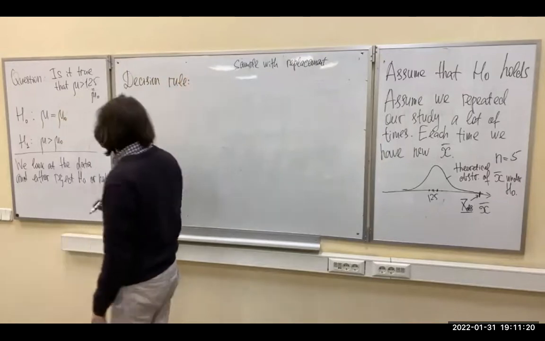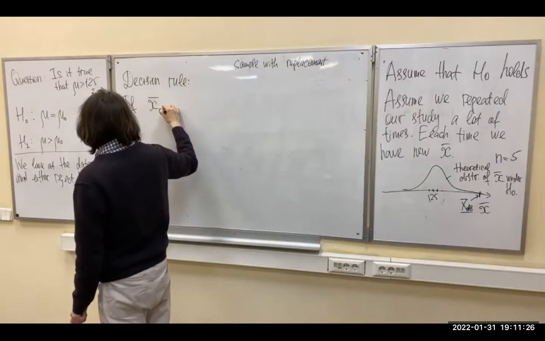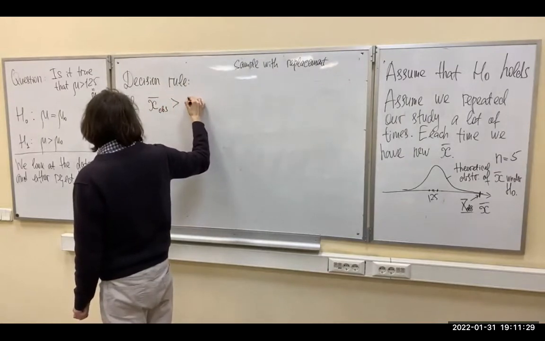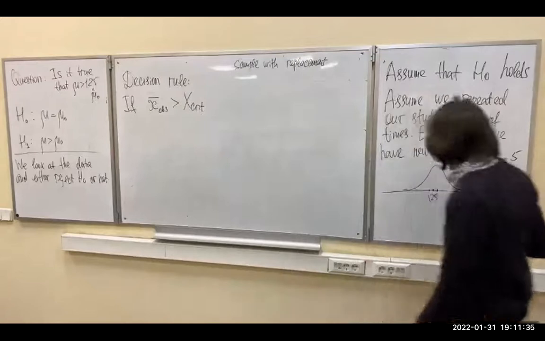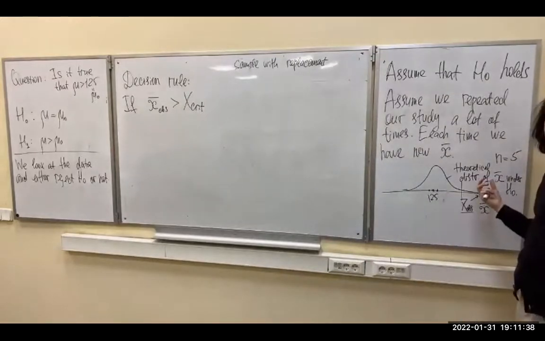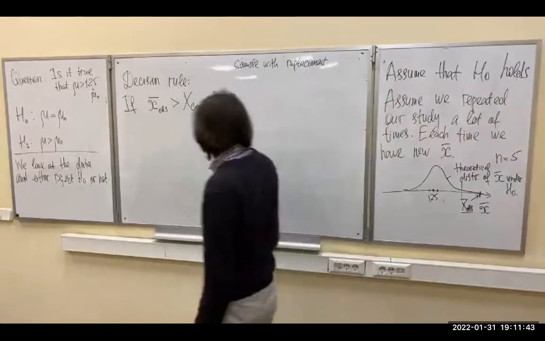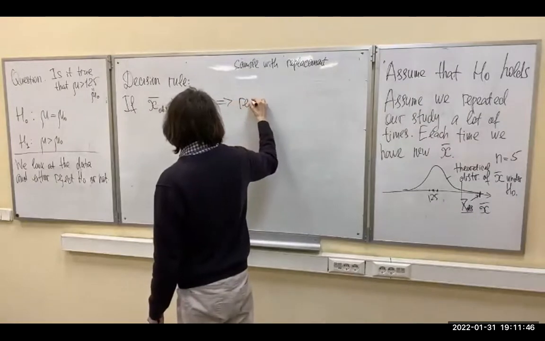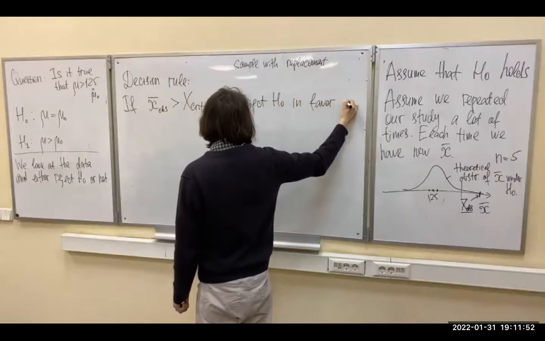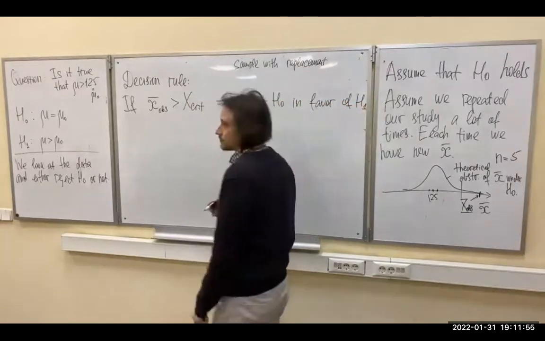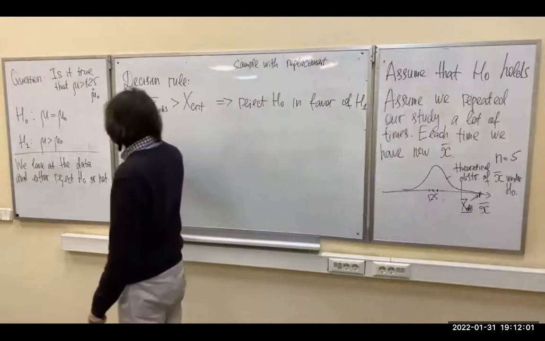Decision rule. If x bar observed is larger than some x critical, again, I have some threshold after which I will reject the null hypothesis. If x observed is larger than x critical, then reject the null hypothesis in favor of our alternative. How to choose x critical?